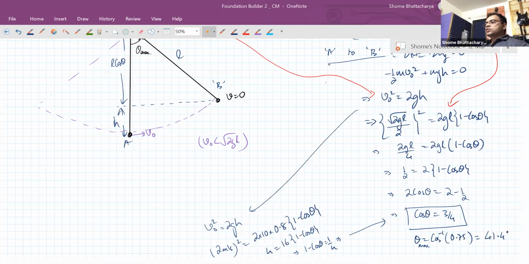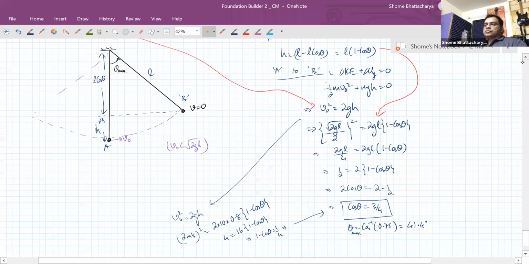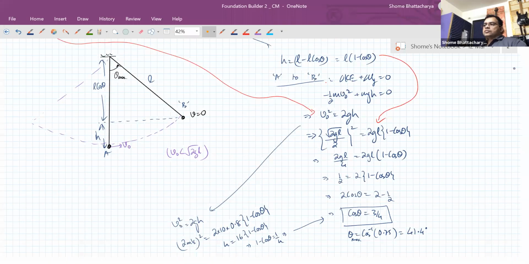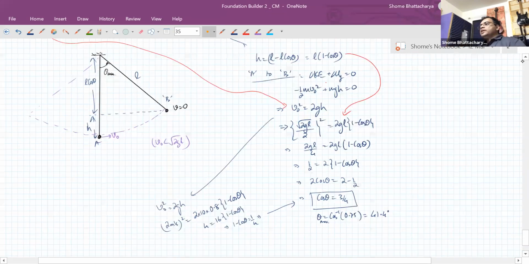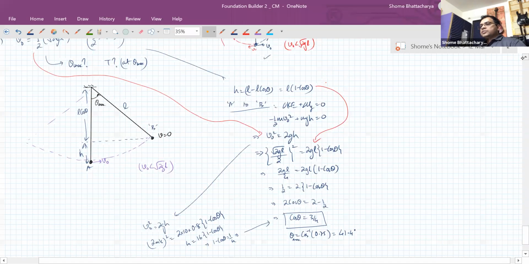Deep, have you got the same value, cos inverse of 3 by 4? Might have made some calculation mistake, just check. Okay, okay. Because if it were 3 by 5 it would be 53, but 3 by 4 is a little less than 53. Anyway, if you got cos theta equal to 3 by 4, then it's fine. Your calculation up to that point is okay. Just the last step.